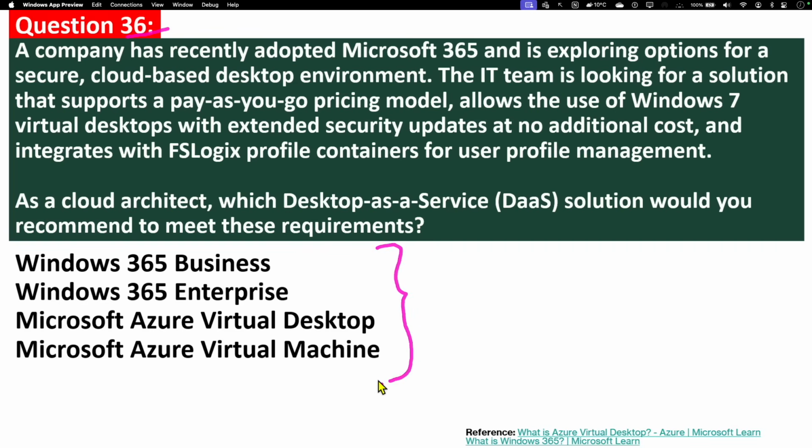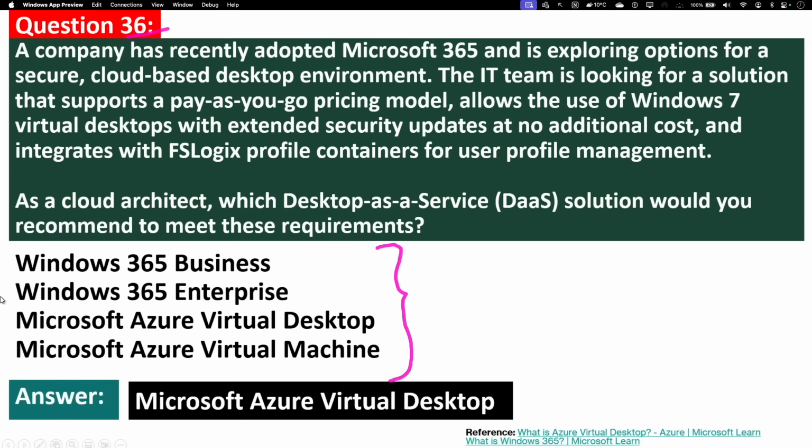I'm sure you would have guessed the right answer. The correct answer is Microsoft Azure Virtual Desktop. All other explanation is the same, but I just want to highlight that in this question the company wants to use Windows 7 virtual desktops with extended security updates. So for that, the only option right now available is Azure Virtual Desktop.